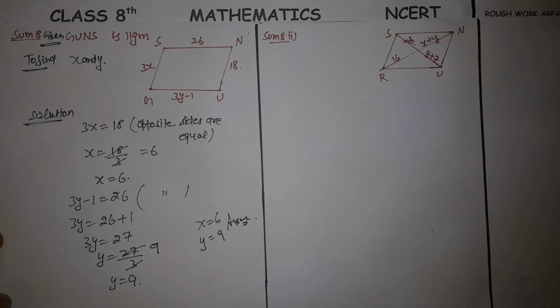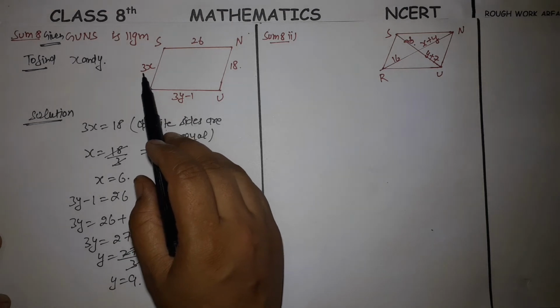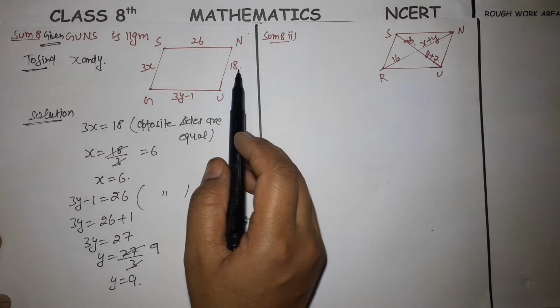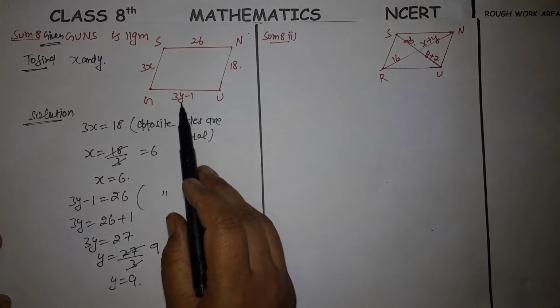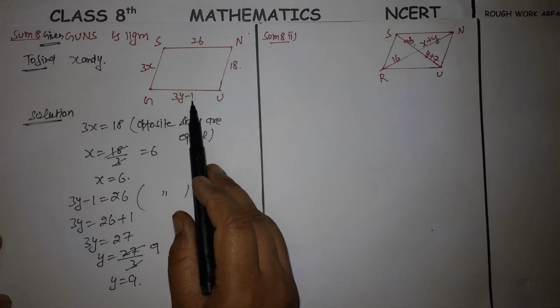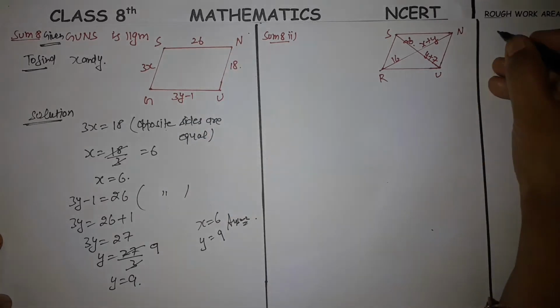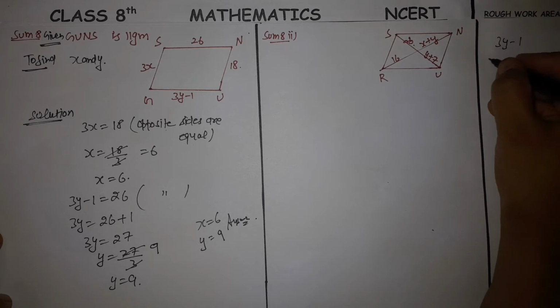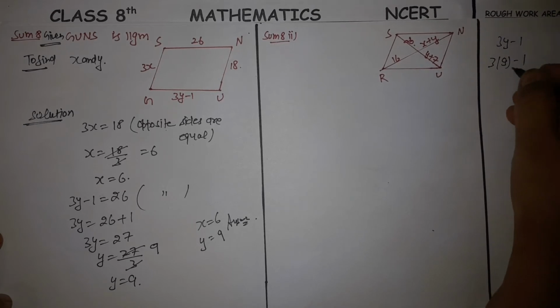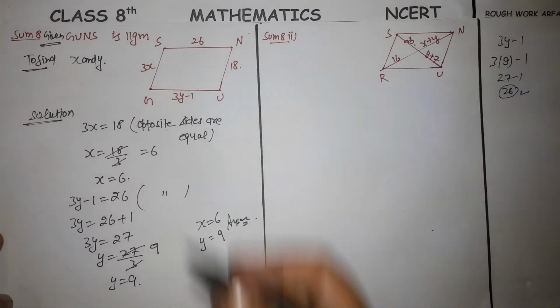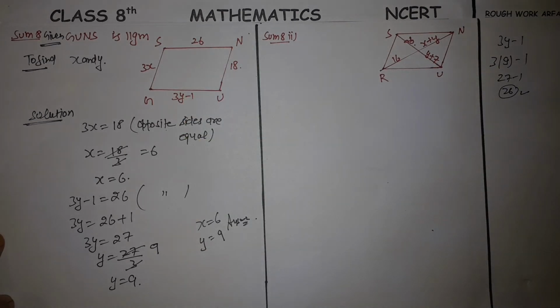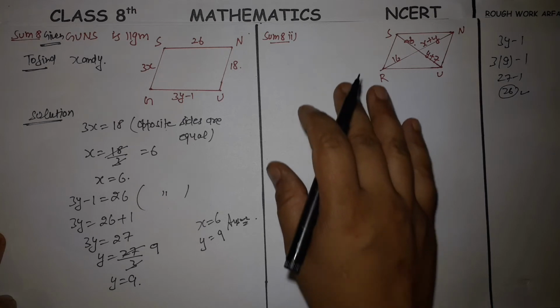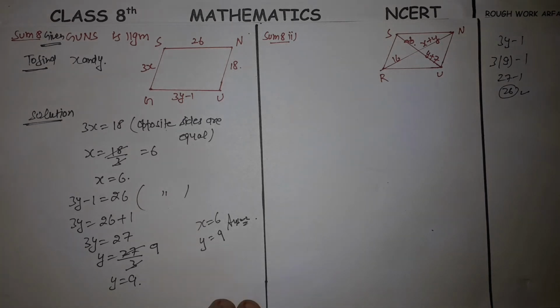You can justify it also. If x is 6, 6 times 3 is 18, 18 equals 18. If y is 9, 3 times 9 is 27, 27 minus 1 is 26, which is equal. You can solve here also by putting the value y is 9: 27 minus 1 is 26, and we know that opposite sides are equal in a parallelogram. Sum number 8, its second part.